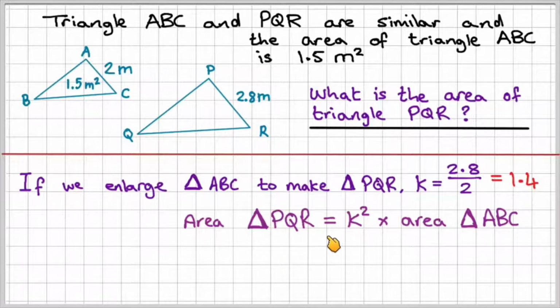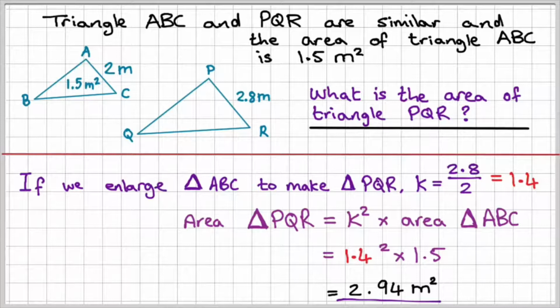The area of PQR is equal to K squared times the area of ABC. This is the original triangle. So therefore we do 1.4 squared times 1.5, and they gave us that information that 1.5 square meters was the area of ABC. And if you do that on your calculator, then you'll get the value of 2.94 meters squared. So the area of triangle PQR is equal to 2.94 meters squared.